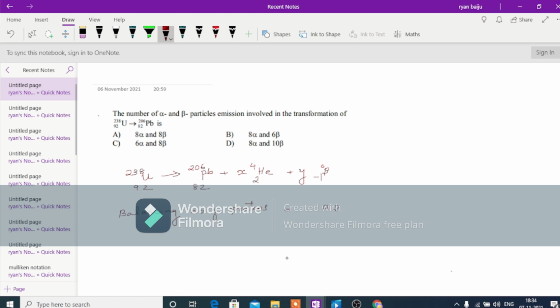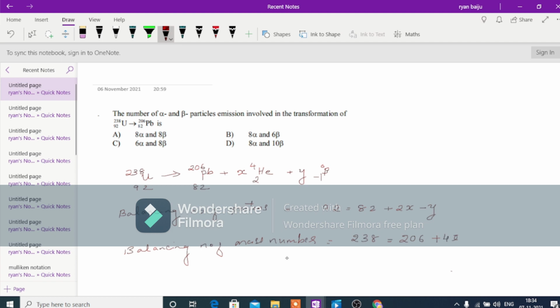Here 92 equal to 82 plus 2x minus y. Next, balancing the mass number, that is 238 equal to 206 plus 4x. No need to write the y.